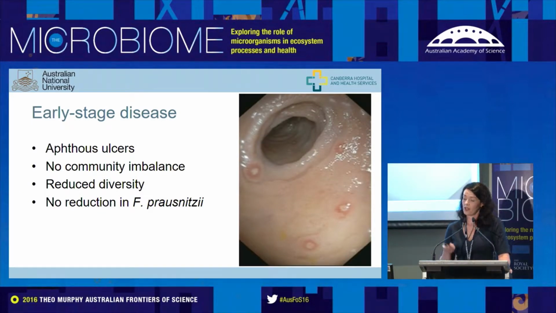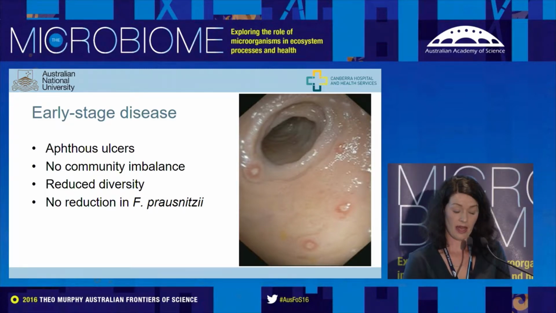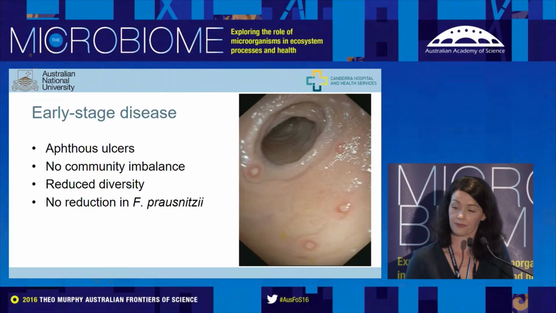So we've turned our attention to the early stage disease tissues now, the aphthous ulcers. Interestingly, we found that there's no community imbalance in these samples relative to healthy controls, but reduced diversity is still a feature of the early lesion. We don't see a reduction in Faecalibacterium prausnitzii, which again is quite interesting, and this is probably the first study to show that it's not reduced. It's also the first study of this earliest lesion because they're really hard to get, and these patients haven't been on medications either.